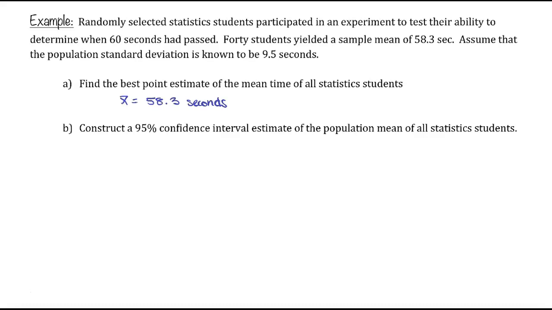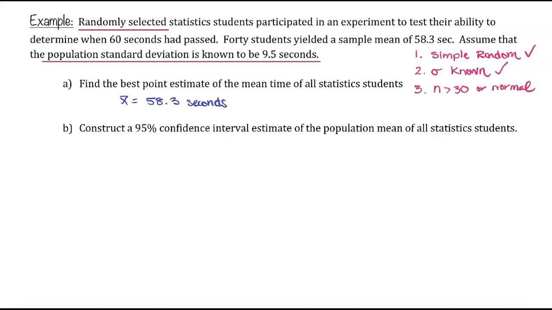Let's do a quick check of the requirements to make sure that we can do this type of confidence interval. The first requirement is that it's a simple random sample. We are told that the students are randomly selected. Second, it must be that the population standard deviation is a known value. We are given this population standard deviation of 9.5 seconds. Third, we need the data to be normally distributed or the sample to be greater than 30. Here we have 40 students, so we meet all 3 requirements.